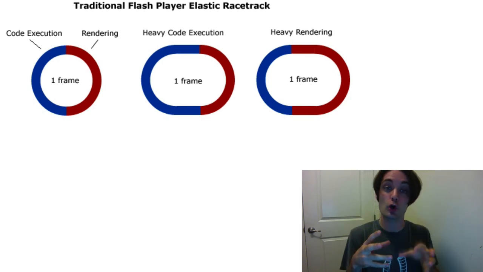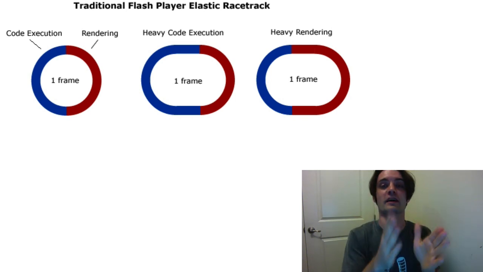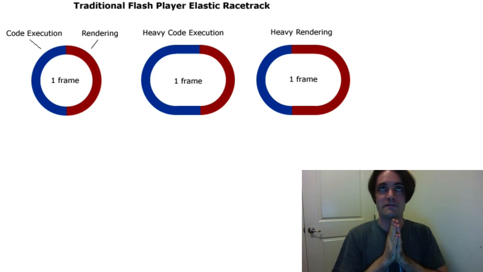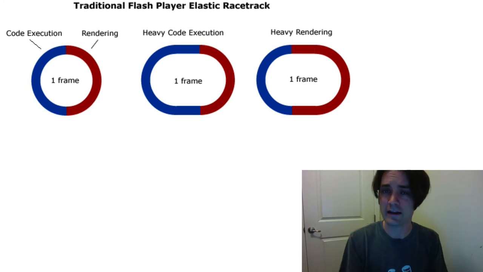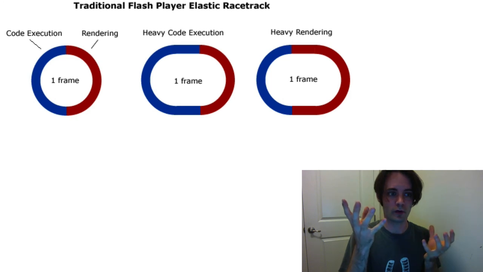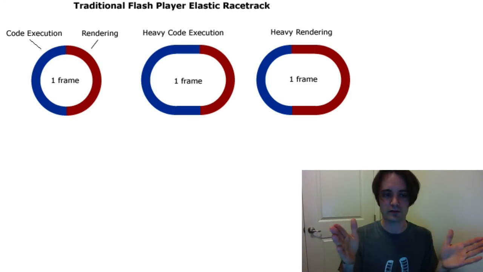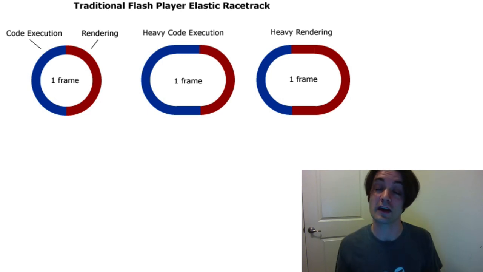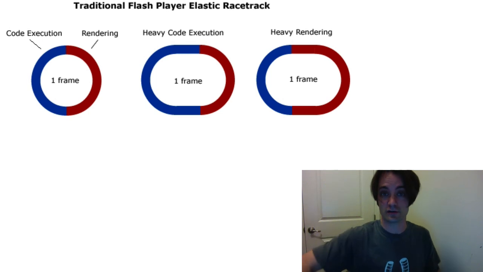So for example, your code and actually drawing the screen happen on the same thread or the same cycle. So if you want to move something and you want it to refresh 30 frames a second, that means in 1 second it has to move your object, right? Well, if it's running at 30 frames per second, that means 30 times a second it has to repaint the screen.